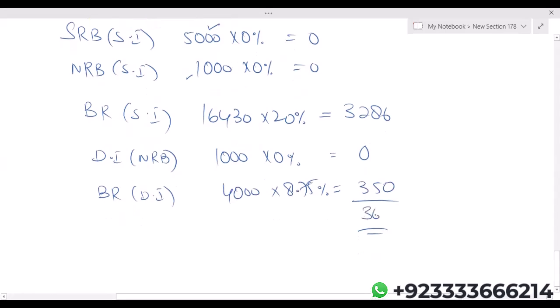I'm getting 3,636. Income tax liability. So that's great. The students are getting the same results now. Income tax liability is 3,636.